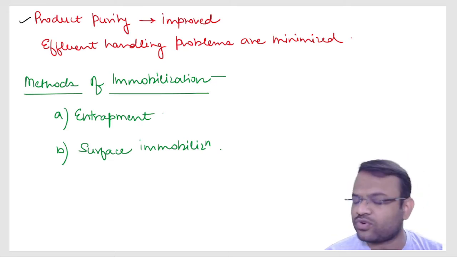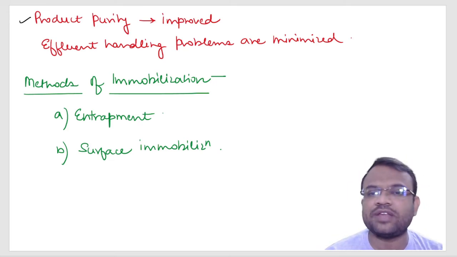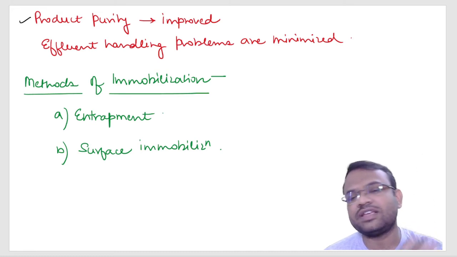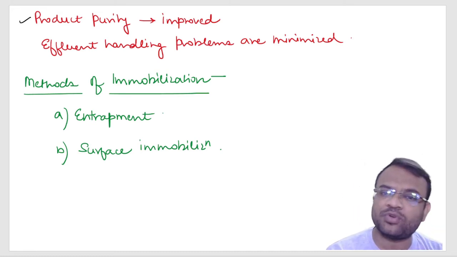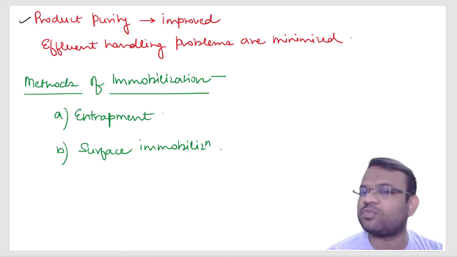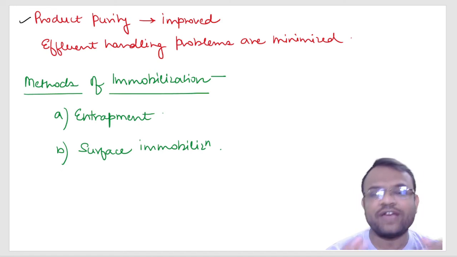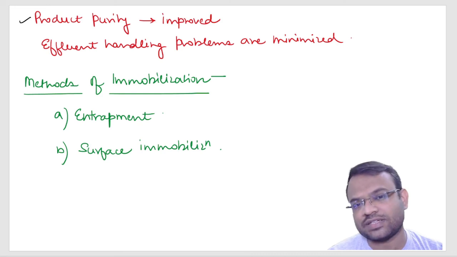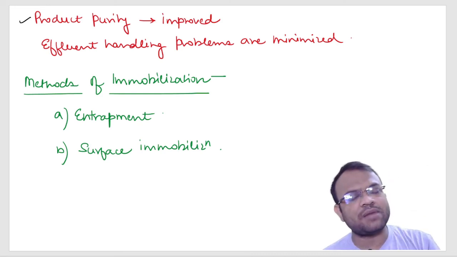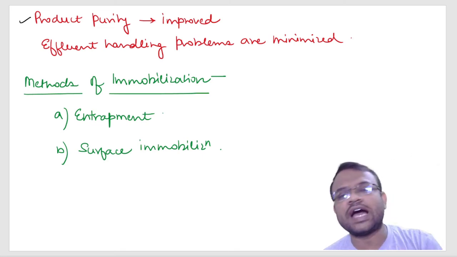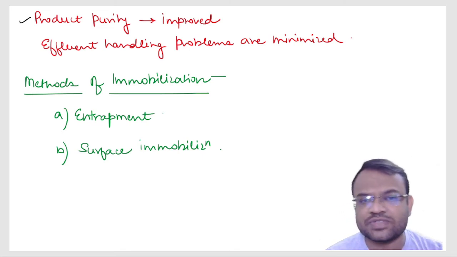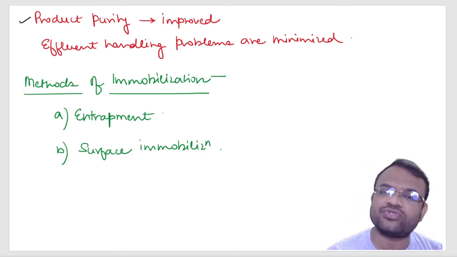Product purity is improved. Naturally, what will happen if you are not putting your enzymes directly inside the fermenter? You would not have to purify that at a later stage. Therefore product purity is improved. Next, effluent handling problems are minimized. Effluent means the material that is coming out from the fermenter. Since now it will only have the product and not the enzymes, effluent handling will also improve.